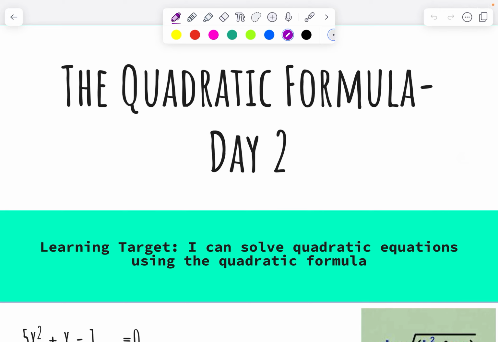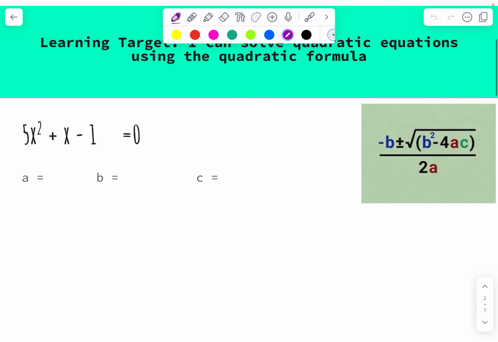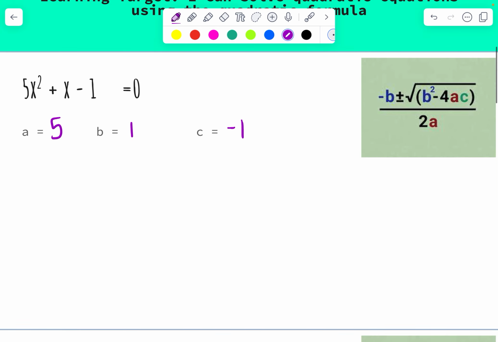Hi friends, we're going to continue on with the quadratic formula, but for all these answers, we're going to need to simplify the radical. So let's look here, 5x squared plus x plus 1. So a is 5, b is 1, c is negative 1.